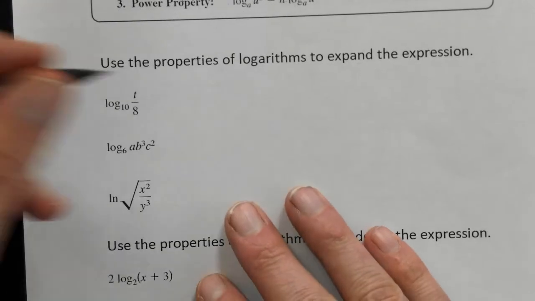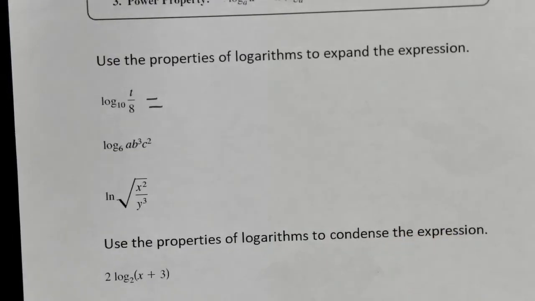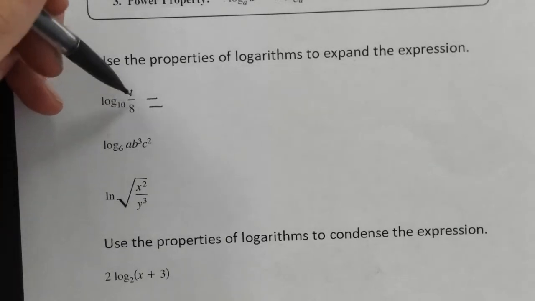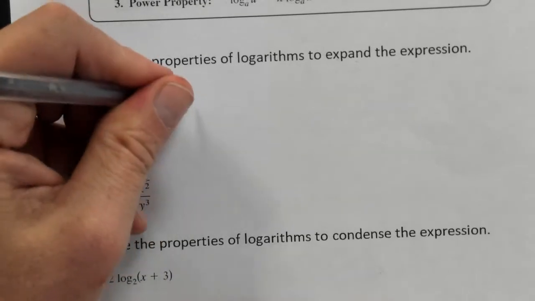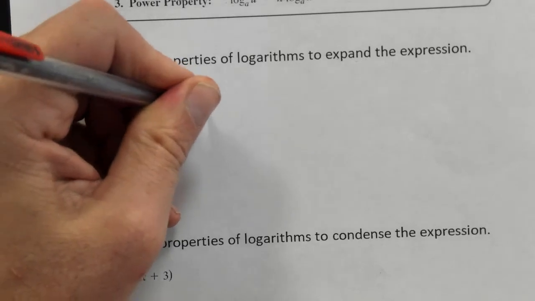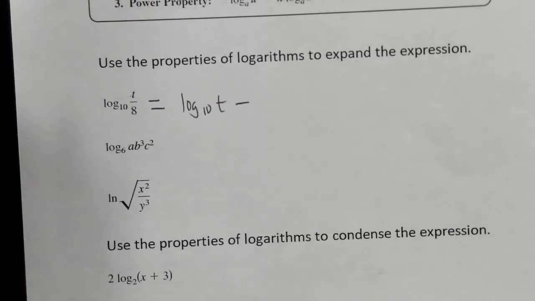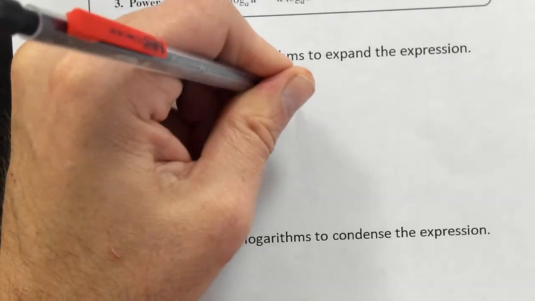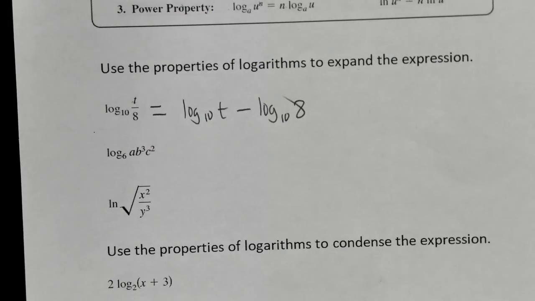Okay, so we want to use the properties, and it says to expand the expression. So we're going to expand the expression into multiple terms. This is a division, right? So I'm going to use the quotient property, which says I can take this and write it as the difference of log base 10 of t, and since it's a quotient, minus log base 10 of 8. So we've taken it and expanded it out now into two terms by using the quotient property.